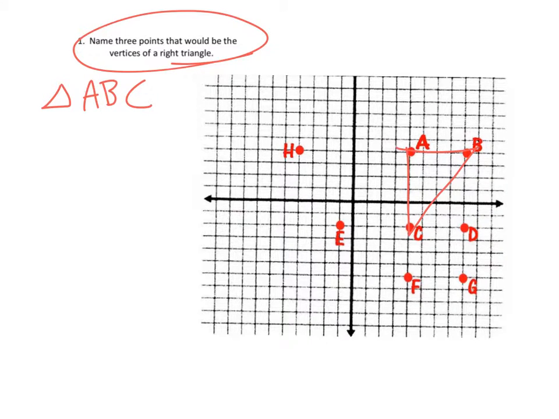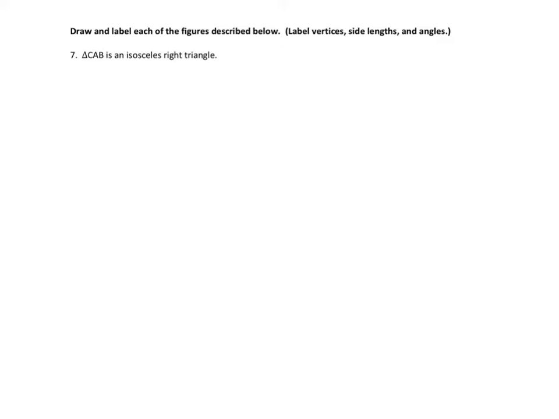And if you need to double check, you're not sure what something means, on the questions, look at your vocab. Go back and study that. CAB is an isosceles right triangle. So, isosceles means two sides are equal. Right triangle means it has a right angle.